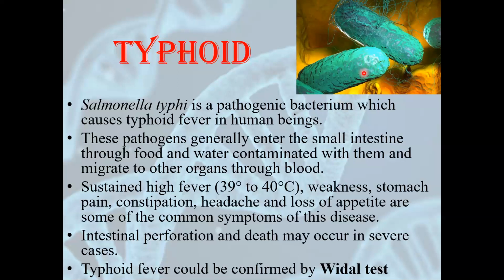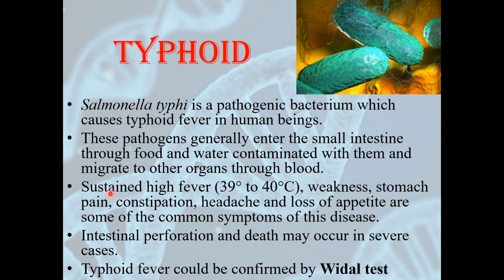Now they enter our body through food and water and they reach our small intestine. Now we all know that in the small intestine villi are present, and from villi the digested food enters the blood. So these bacteria along with the digested food will enter our blood and then they will show their infection.